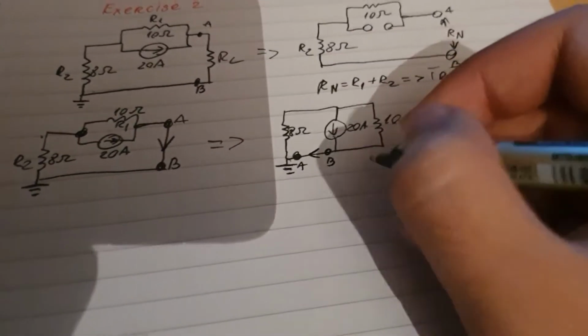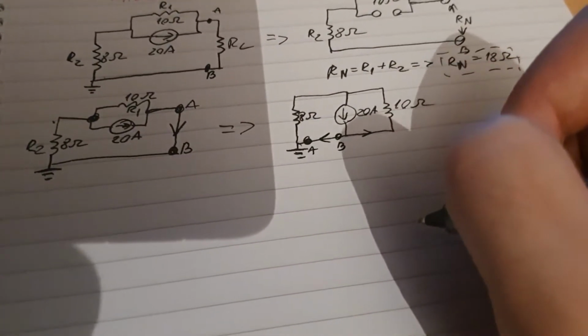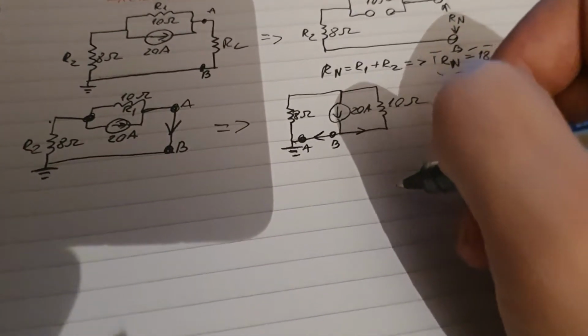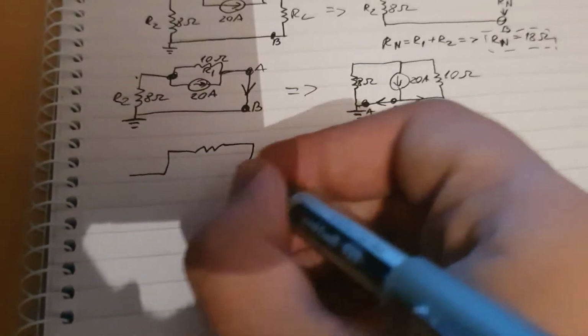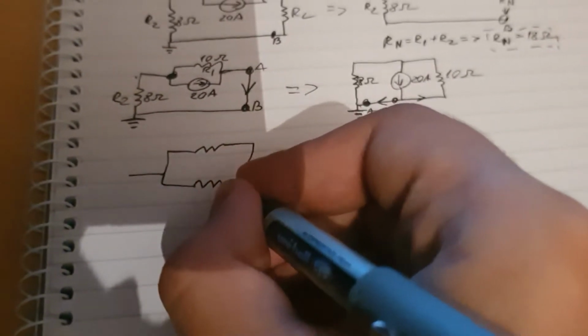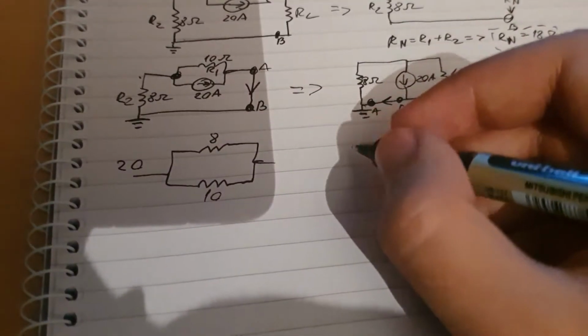Okay, so the current splits in two directions. It will split direction in there, one direction in there. So the way we do it is again through our simple method, especially since this is a current source, so we already know the current. So we can just simply do this and put the 8 at the top, the 10 here, 20 is coming in, so we can calculate.